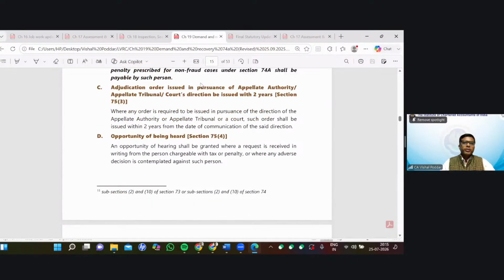Next, adjudication order issued in pursuance of appellate authority, tribunal or court's decision to be issued within 2 years. So what it means, let us say there was a stay on these proceedings, and later on, after the final order or judgment, the department now wants to proceed against the taxpayer. So in such cases, the department will have to do that within 2 years. So wherever the original stay was there, and hence this could not be proceeded with, the proceedings could not be completed. Now whenever they will be continued, they have to be completed within 2 years.